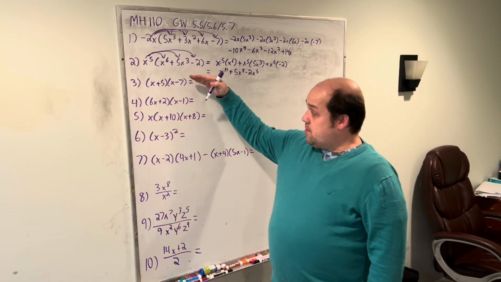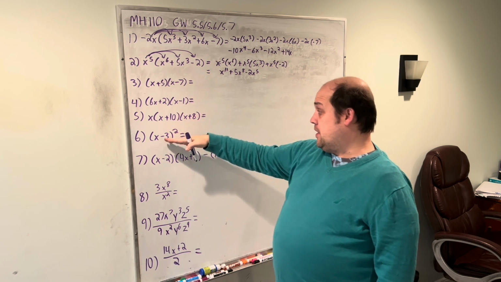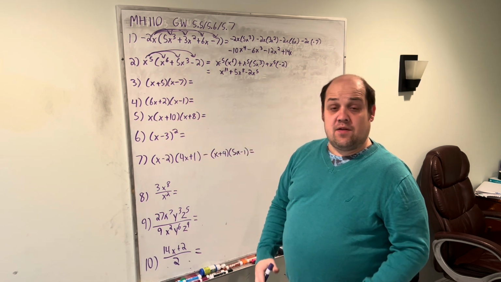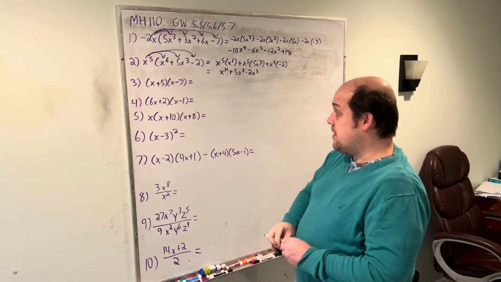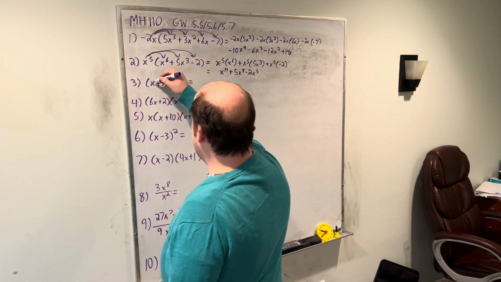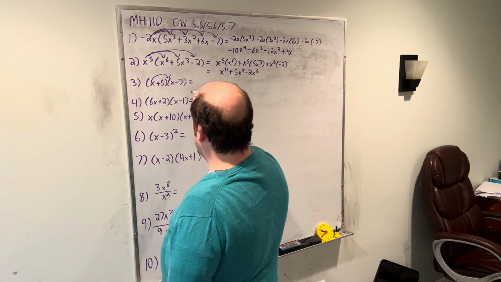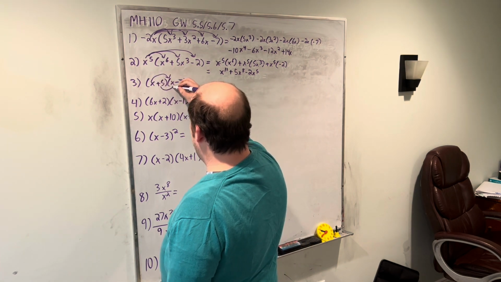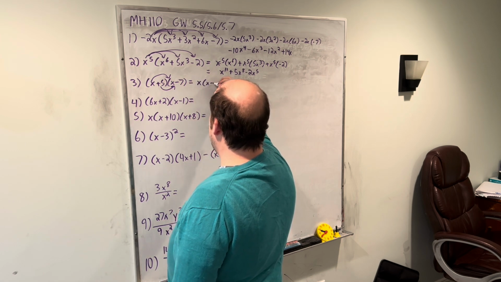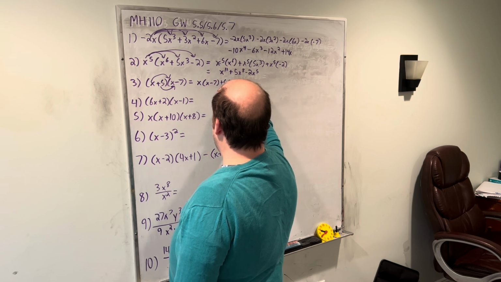When we get down to problems like 3 and 4 and really 6 and 5, you can definitely do these by the FOIL method if you're good with it and you know how to do the FOIL method. But I always like to see them as double distribution, where I'm basically taking this first term times the whole second parentheses, the second term times the whole second parentheses. So I'm doing it as x times x minus 7 plus 5 times x minus 7.